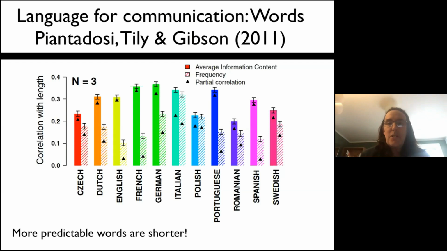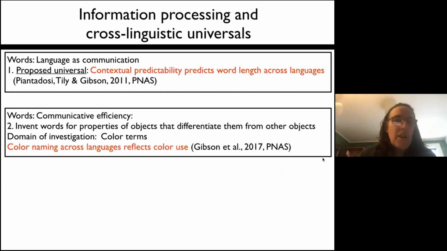And that one's the shortest. Then I have two more things I want to tell you. The second one is not just the form of words, but the meanings of words. So we're inventing words. The idea here is we're inventing words in the realm of content words for properties or names of things in the world, for properties of objects that differentiate them from other objects.